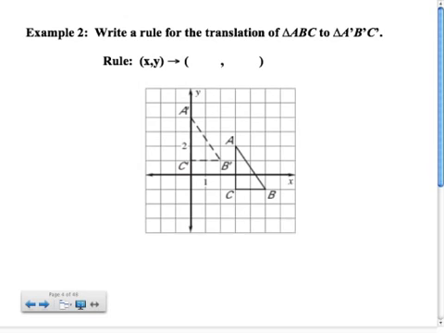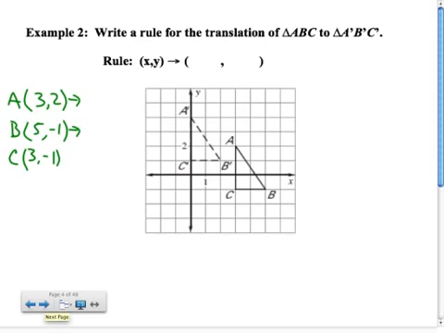It says write a rule, so now we're just working our way backwards. So the way I would do it is I would write down my original coordinates. I have A, I have B, and I have C. A is the point 3, 2. B is the point 5, -1. All I'm doing is looking at the graph here. And C is the point 3, -1.